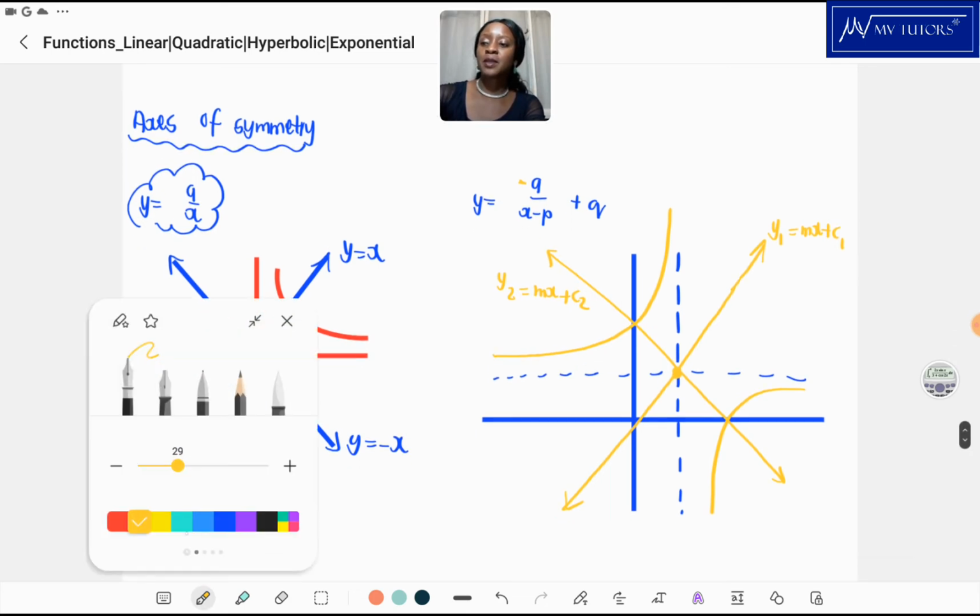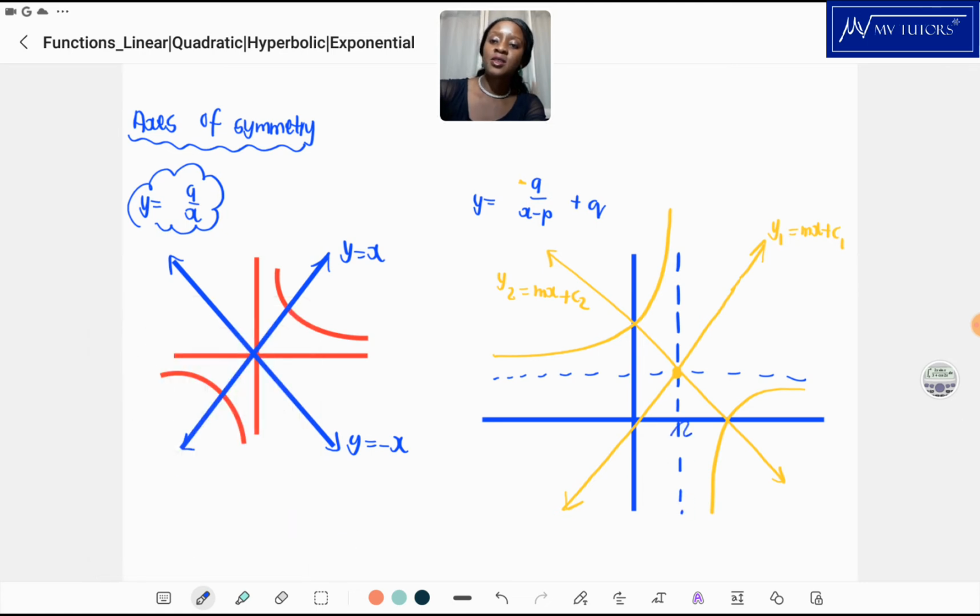So for example, let us put values there. Let's say this value here is 2. So I know in this case I have x is equal to 2. That is the equation of one of my asymptotes. And let's say here we have 3. So y is equal to 3. That's the second equation of my asymptote. Meaning at that intersection, that's actually (2, 3).